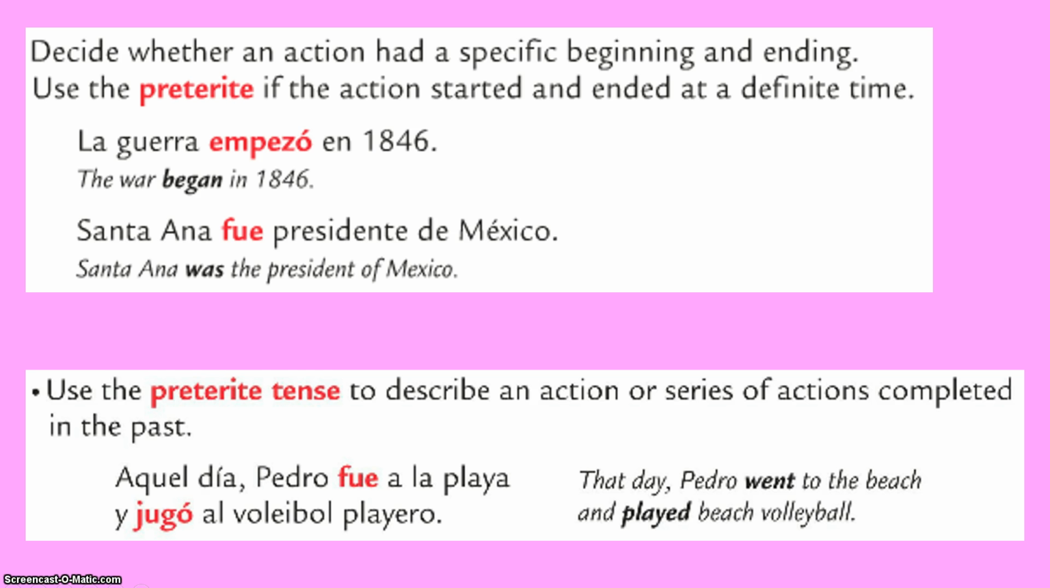For example, aquel día Pedro fue a la playa y jugó al voleibol. That day, Pedro went to the beach and played volleyball. This sentence is a great example of the use of the preterite because we are talking about a specific day and the activities that happened on that specific day.